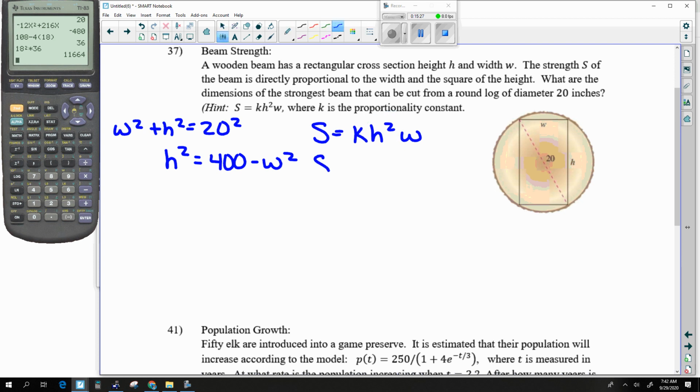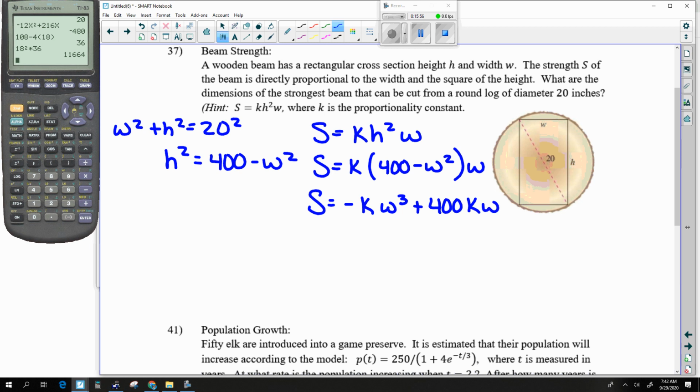All right, so s is equal to k h squared w, which is k times 400 minus w squared, times w. I'm just going to put this all together. So this is negative k w to the third plus 400kw. Again, k is just a number, it's just a constant.